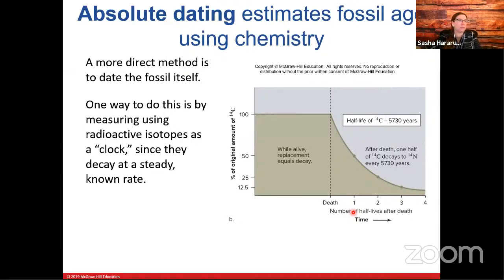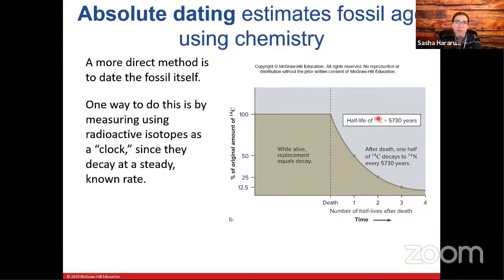And the second type of dating is called absolute dating. The absolute dating estimates fossil age using chemistry or properties of isotopes. So this picture here basically describes the decay of the radioactive isotope of carbon, or carbon-14.